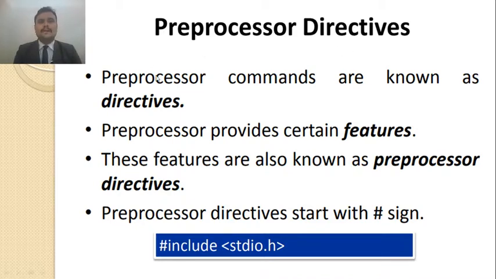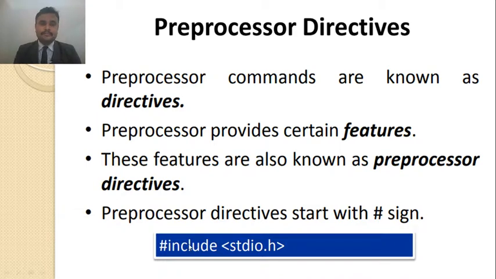So the preprocessor commands are also known as directives. A preprocessor provides certain features, and that feature is nothing but what? A preprocessor directive. Everyone must know that a preprocessor directive always starts with a hash sign. I'll take one example over here: #include <stdio.h>. So #include is one of the preprocessor directives or preprocessor commands.